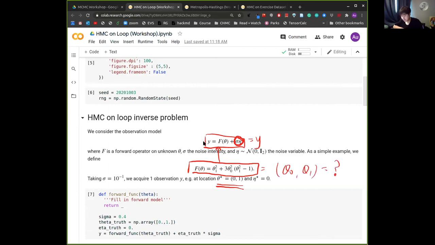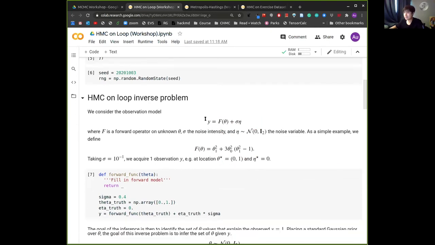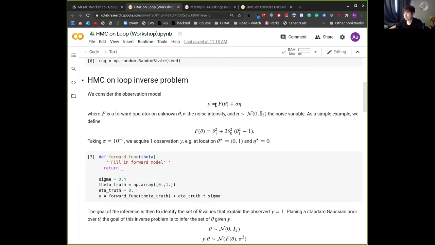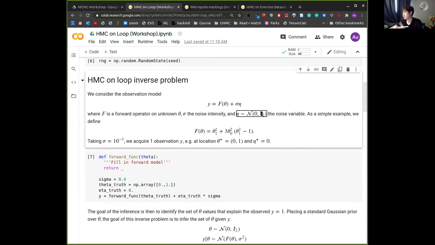Okay, so if I just read out the question a bit. We have this observation model, where F is a forward operator given here of the unknown. Sigma is the noise intensity, which is given. And this is just some noise to corrupt our data a little bit. And we take the noise to be 10 to the negative 1. And we acquire one observation.